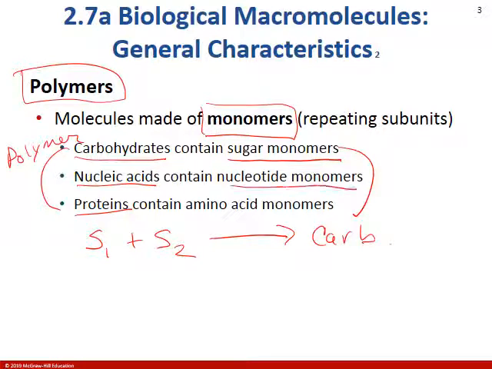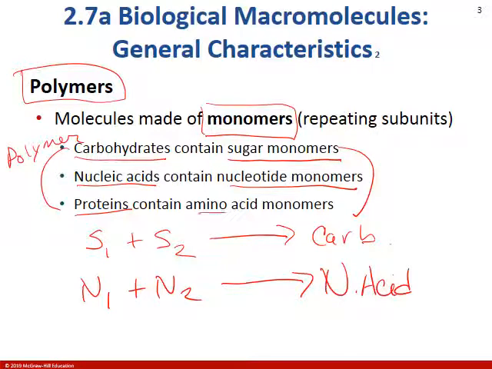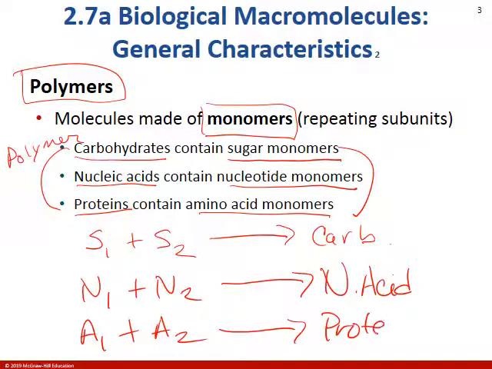For nucleic acids, the monomers are nucleotides. So if I have nucleotide 1 plus nucleotide 2 and I join them together, I'm going to have a nucleic acid. And then the same with amino acids. If I have amino acid 1 and amino acid 2 and I join them together, I have a protein.